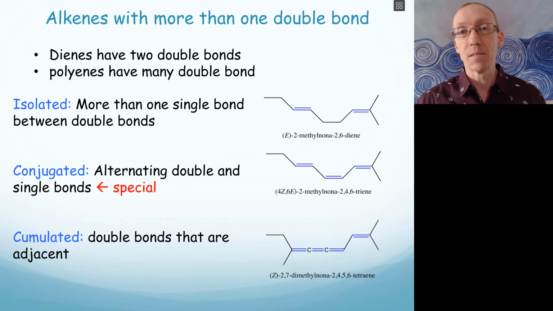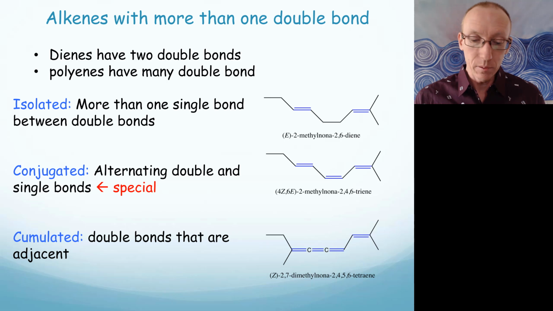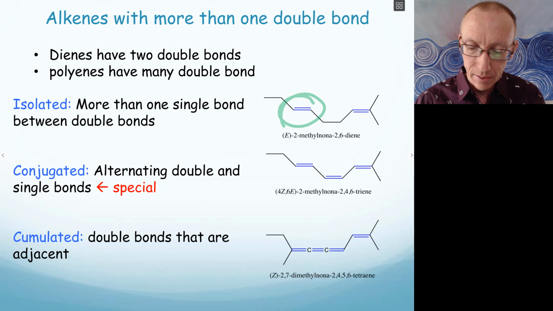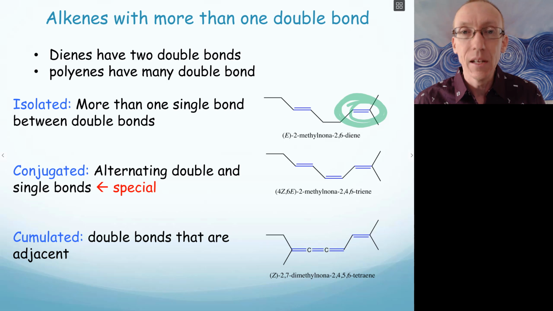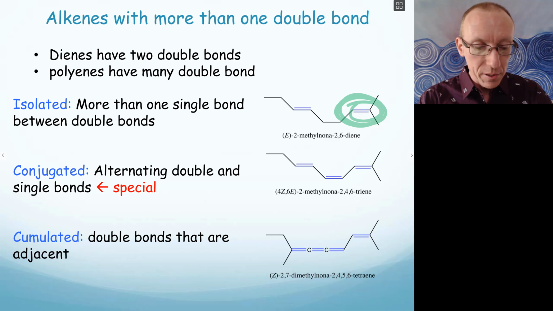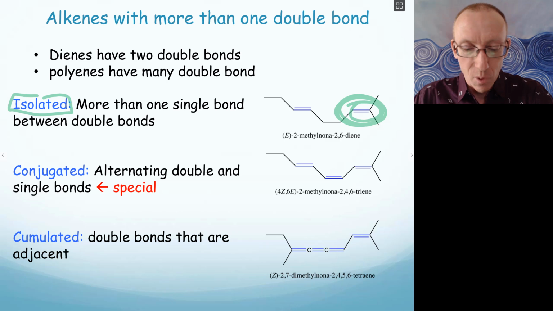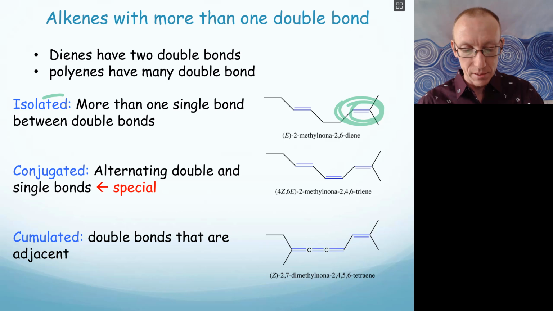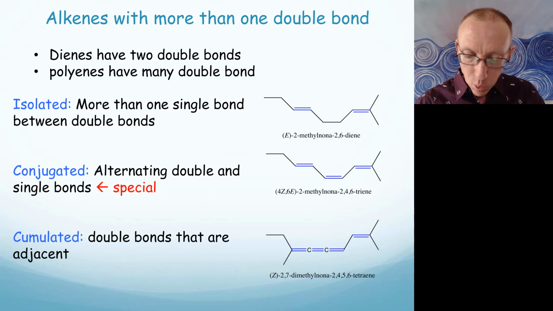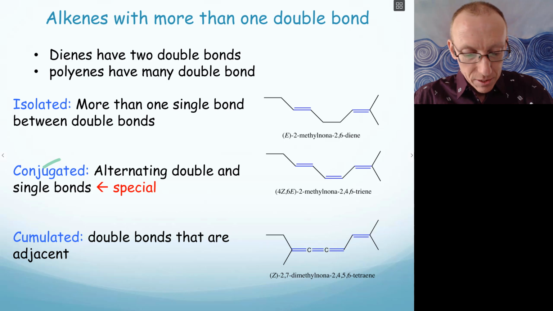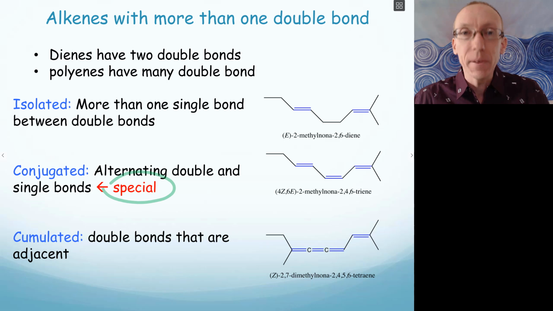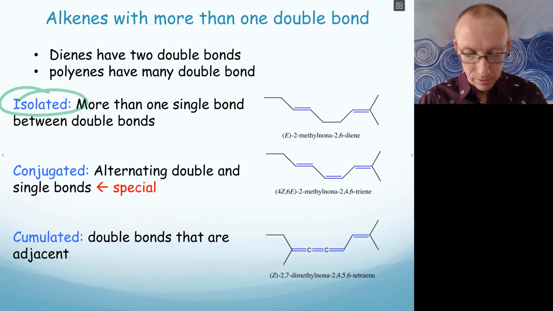Okay, if we have an alkene that has more than one double bond, that's possible. If it's double bonds that are isolated from each other, so in this case we've got a double bond here, and a double bond not directly adjacent, but some number of carbon atoms away, we call those double bonds isolated. So there's more than one single bond between each of those double bonds. Now, if we only have one single bond between double bonds, then we call these systems conjugated, and they have special properties. So these are very special, and they have properties that are different to isolated double bonds.